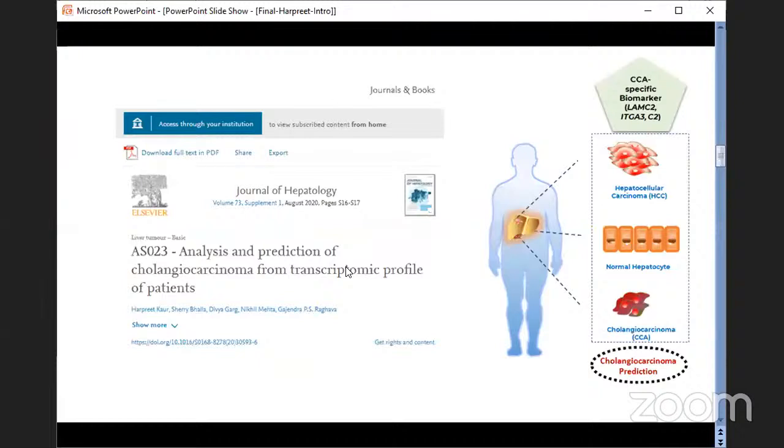In the next part, we focused on the second primary malignancy of the liver, that is cholangiocarcinoma. For this purpose, we retrieved nearly 900 samples from one of the major public repositories, that is GEO. And then we elucidated a 3-gene CCA-specific signature, which includes LAMC2, ITGB, and C2, employing various machine learning techniques like random forest, logistic regression, SVM, etc.